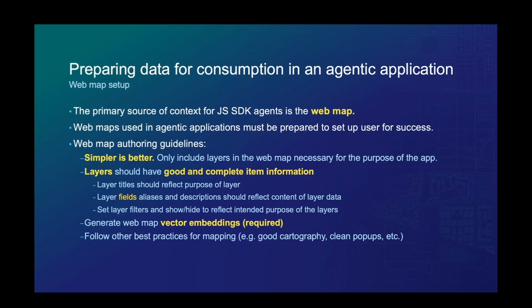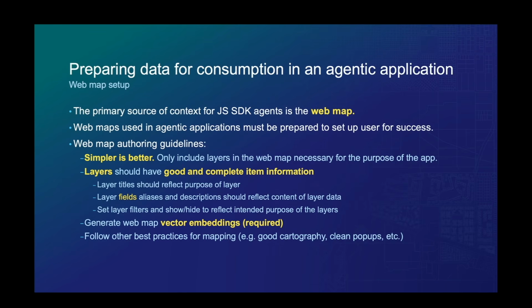Your layer titles within your map should reflect the purpose of the layer. Some layers, even Living Atlas layers, have great metadata and great setup, but there's a lot in there. If you bring in a layer of census tracts and filter it down to just California, it would be good to say California census tracts, because the agents will honor that web map filter on the layer. So do describe what the purpose of the layer is.